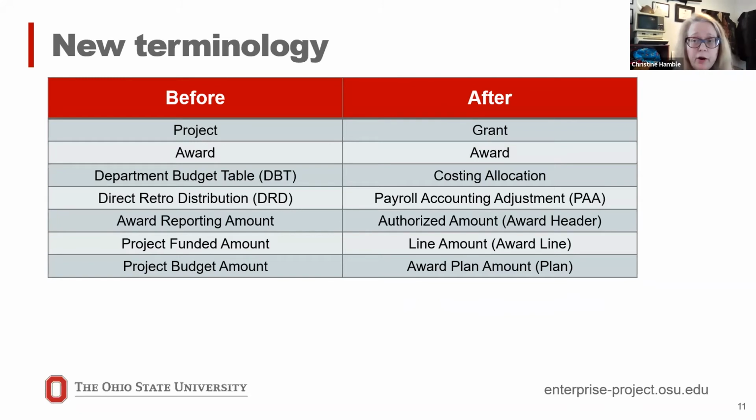Budgets in Workday are called plans. That's not just a grants thing, that's across the board. Budgets are plans. Some of the other ones you may or may not be familiar with. A direct retro distribution is a payroll accounting adjustment. I think that's an improvement because it is called more like what it is, a payroll accounting adjustment. Authorized amount, award reporting amount. You can see them here, but I think the ones that really impact us the most are the project and grant and budget and plan.